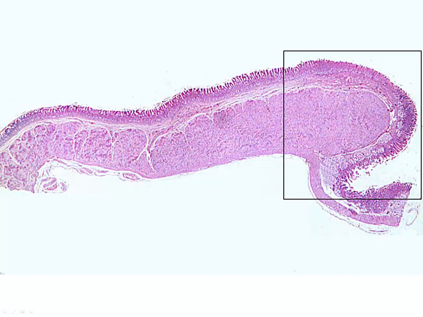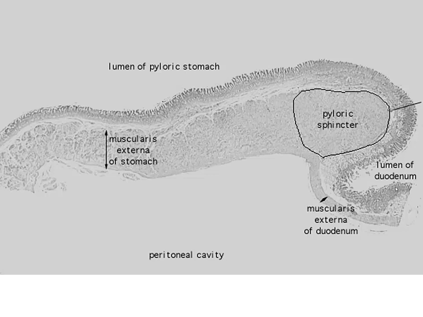Here we have a much more extensive run of gastric epithelium, pits and glands. We can see the extensive muscularis externa, the pyloric sphincter, Brunner's glands. This is sort of digitized. I'm not exactly sure what happened here, but here we're getting into our intestinal epithelium. So just a different view of the pyloric sphincter.